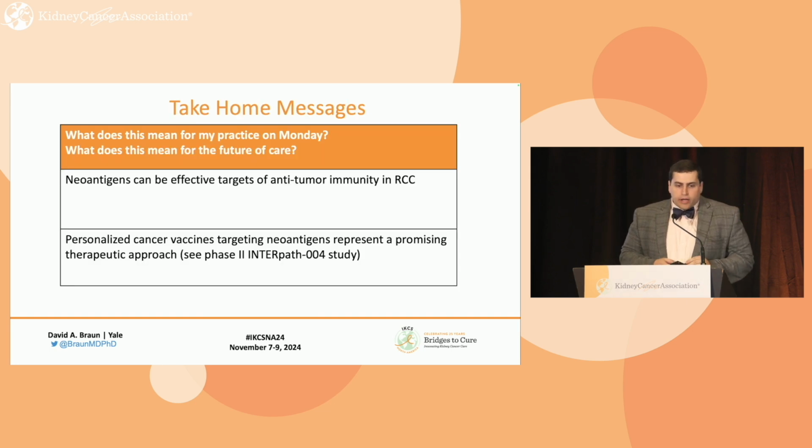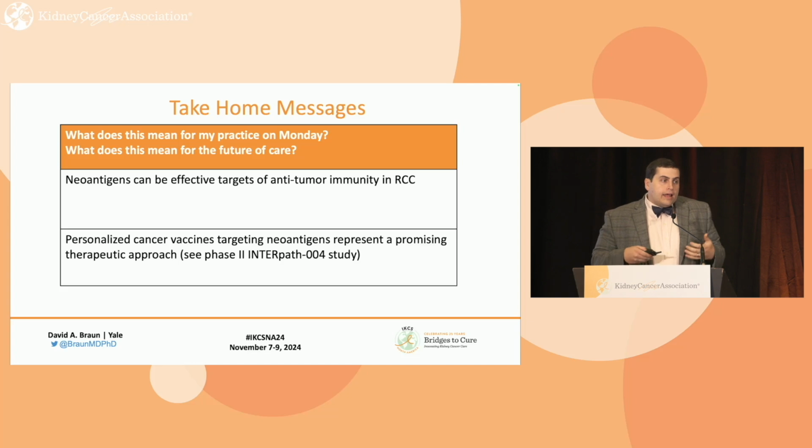To summarize, I think this argues, one, that neoantigens really can be effective targets of anti-tumor immunity in kidney cancer. And I think this sets up a further exploration of efficacy in kidney cancer. And that's exactly what's happening with the phase 2 trial, the V940-004 INTerpath 004 study.